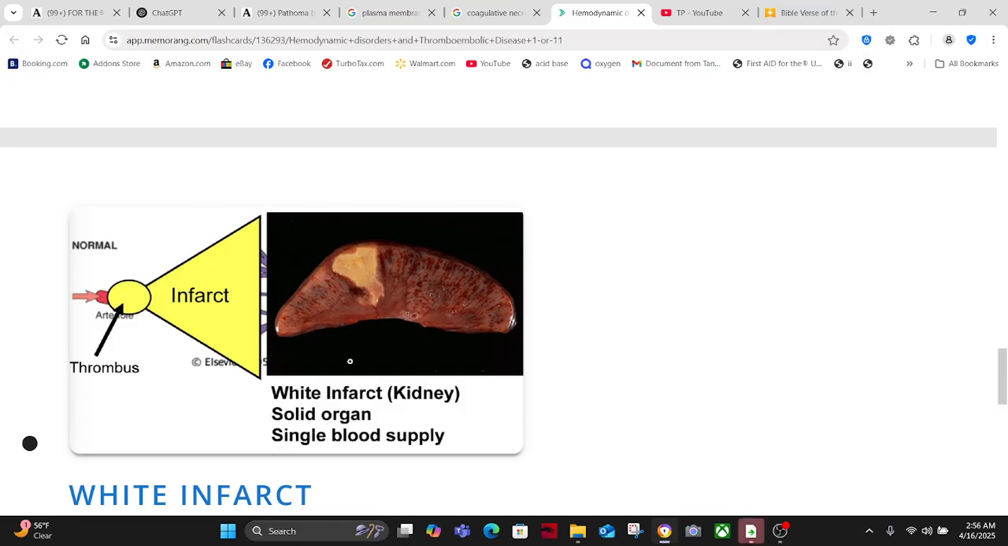So basically, the kidney is a solid organ with a single blood supply. Let's say there is an occlusion in the renal artery. Let's say this is the renal artery, and the occlusion is right here. So there's no blood flow going to this area, so this area is going to be white, which is what we see here. This is the area of infarct. Okay, so that's that.